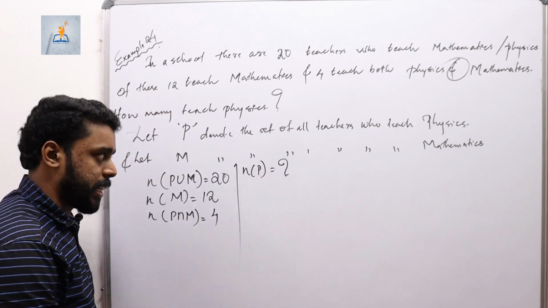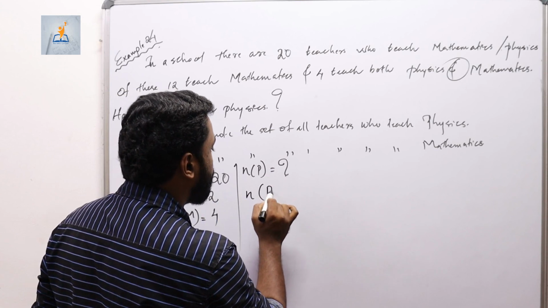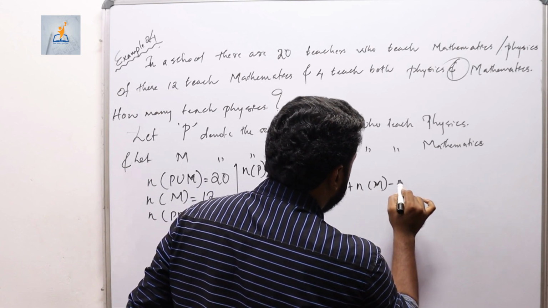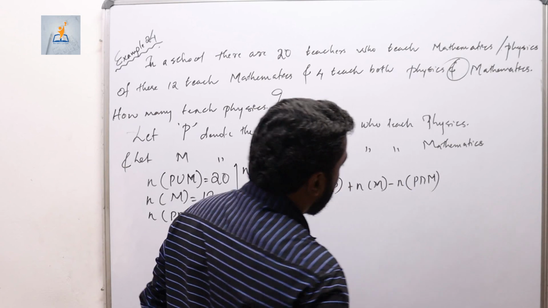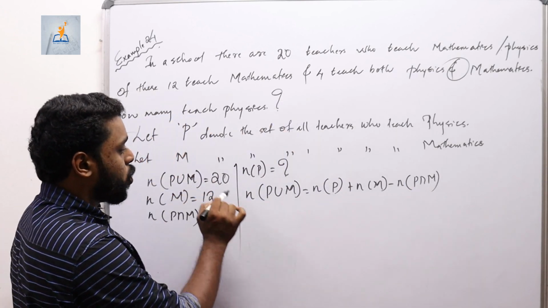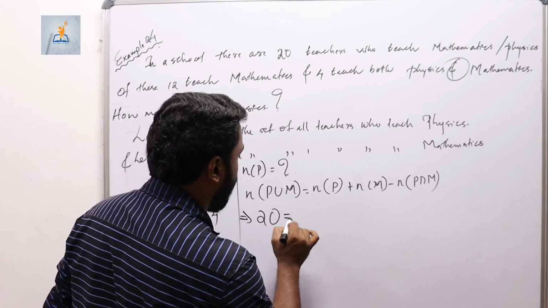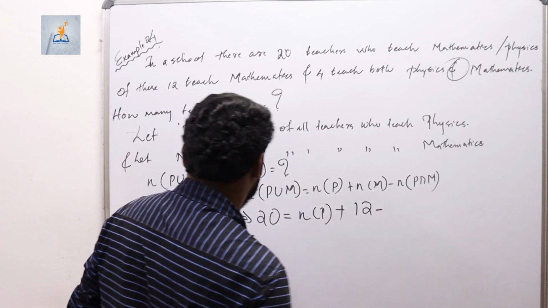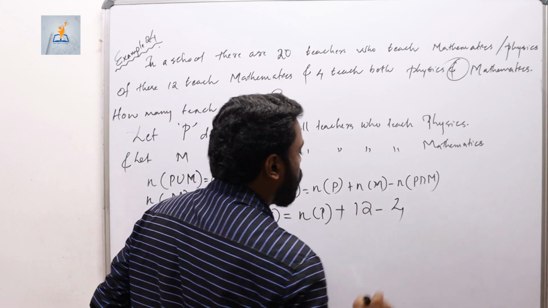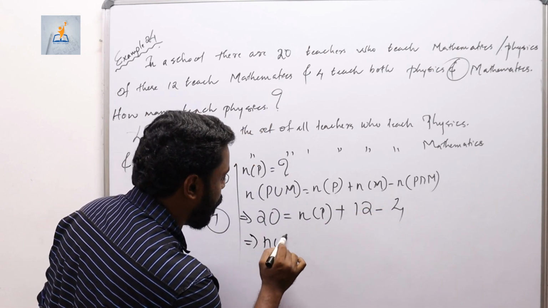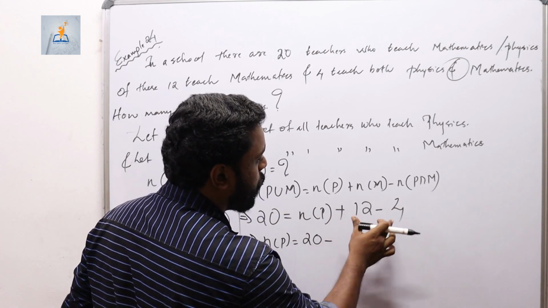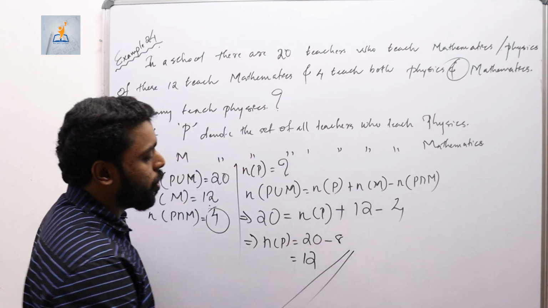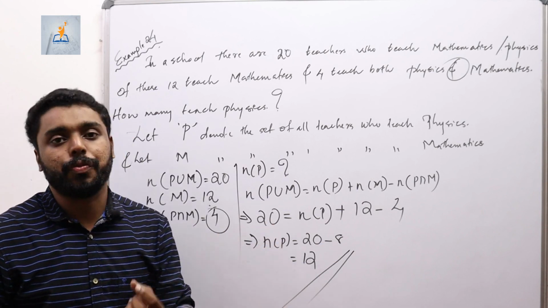Number of teachers who teach physics. We know the formula: n of P union M is equal to n of P plus n of M minus n of P intersection M, isn't it? Now we can substitute the given quantities. So it will become 20 is equal to n of P plus 12 minus 4. So n of P will be 20 minus 12 plus 4, which is 8, and when it goes to the left side it will be 20 minus 8. So the answer will be 12. Therefore, there are 12 teachers in that school who teach physics.